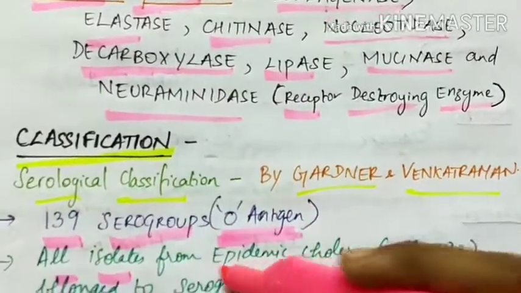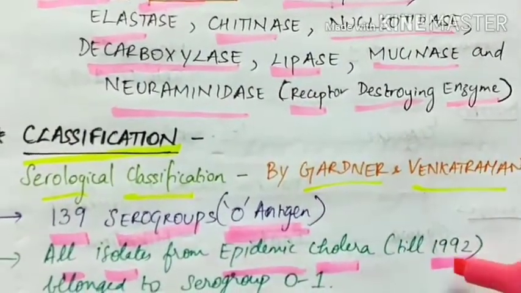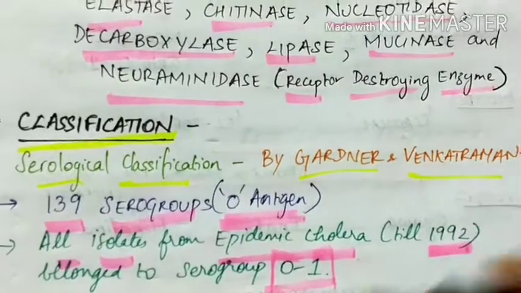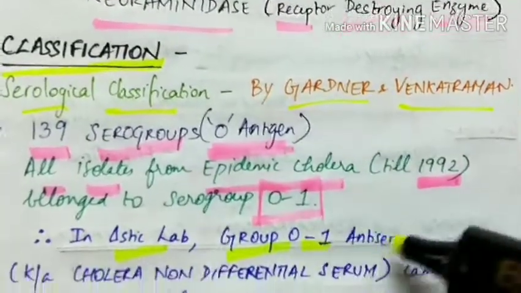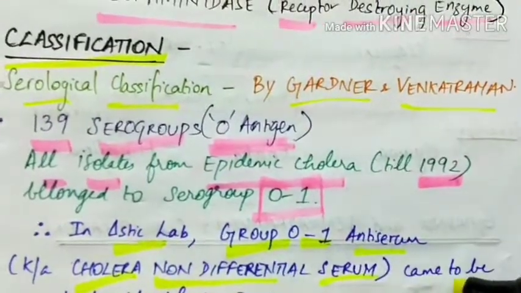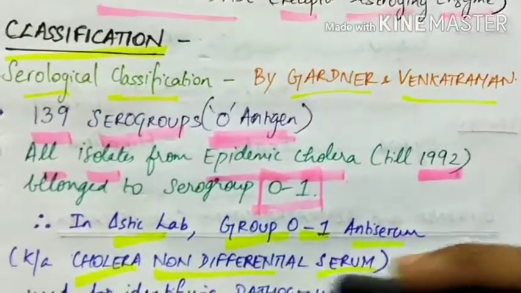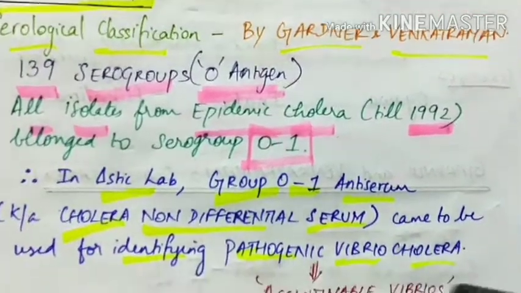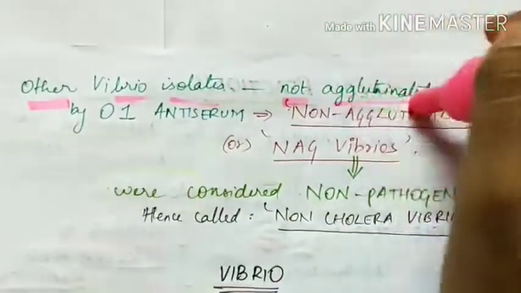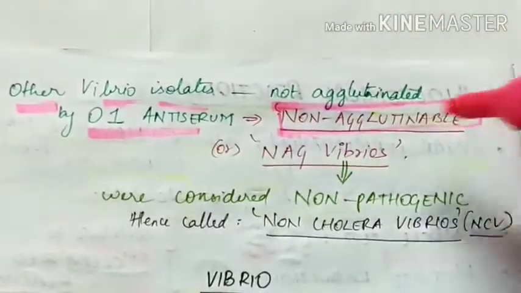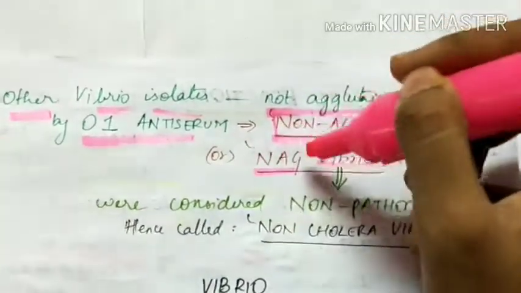All the isolates from epidemic cholera till 1992 belong to serogroup O1. Therefore, in diagnostic laboratories, group O1 antiserum, known as cholera non-differential serum, came to be used for identifying pathogenic Vibrio cholerae. These pathogenic Vibrio cholerae are called agglutinable Vibrios. Other Vibrio isolates which are not agglutinated by O1 antiserum are called non-agglutinable or NAG Vibrios. NAG stands for non-agglutinable.